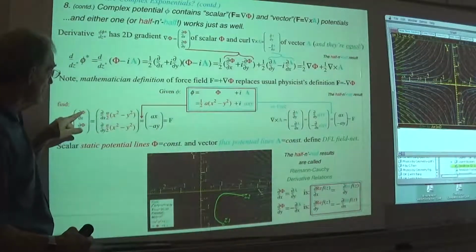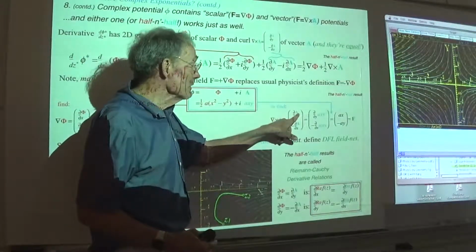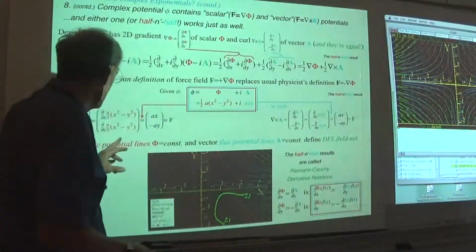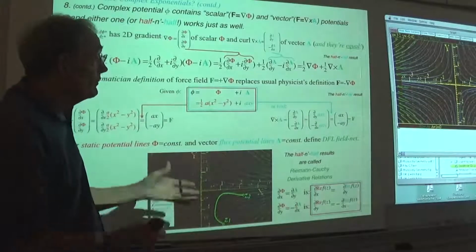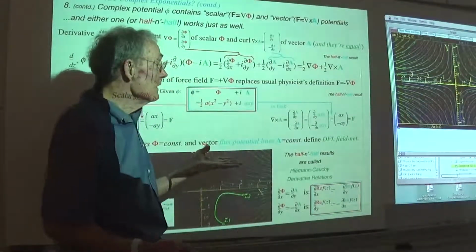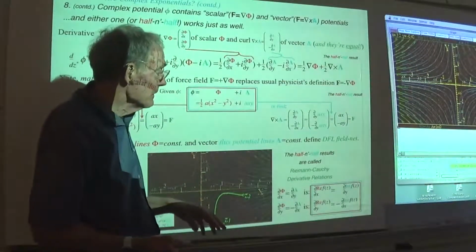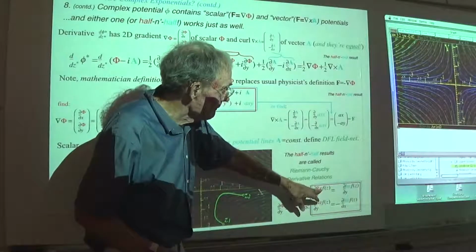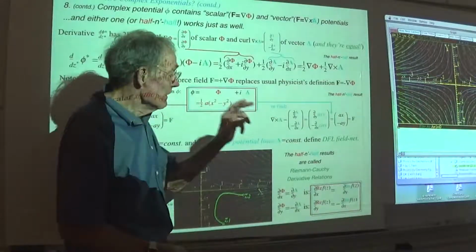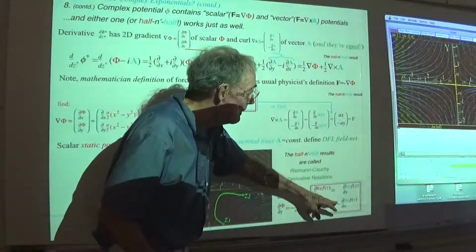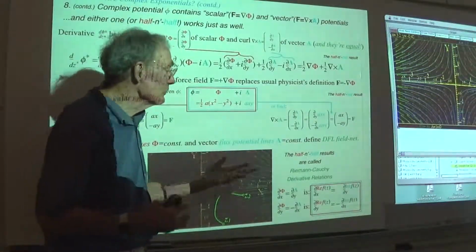with the partial derivative of x with respect to the real part as a partial with respect to y of the imaginary part, and then the same story down here, the fact that that works is written as the Riemann-Cauchy derivative relations. Now we'll talk more about how those come about. But if the x derivative of the real part is equal to the y derivative of the imaginary part, and the y derivative of the real part is equal to minus the x derivative of the imaginary part, if that's true, Riemann-Cauchy conditions are satisfied.